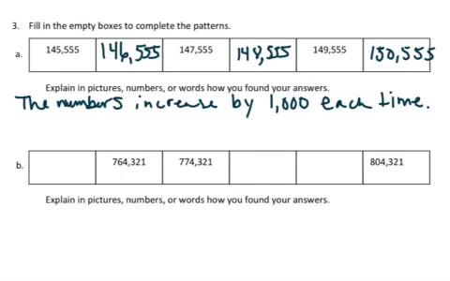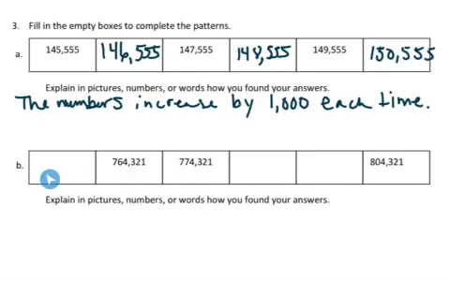So now I'm looking at B, and one thing that I have the students do is tell me if it's increasing or decreasing. So looking at B, the numbers are increasing. So that will be part of my explanation. So I'm looking at the first given number, and it's 764,321. The next one is 774,321. And then I have 804,321. So hopefully the students will be able to identify the digit in the 10,000s place is increasing.